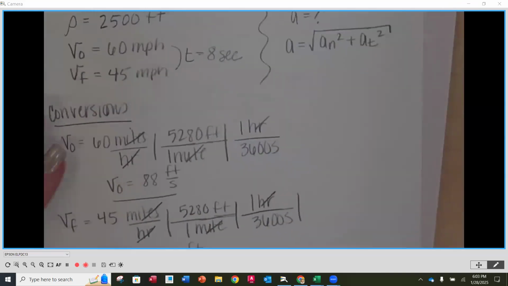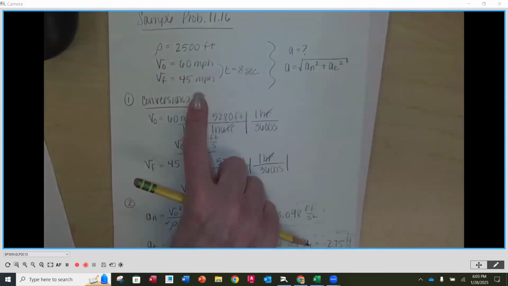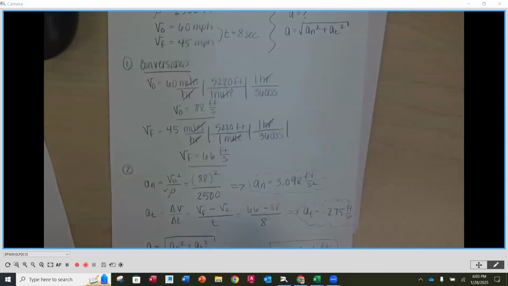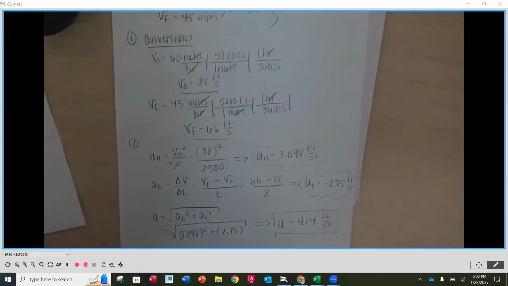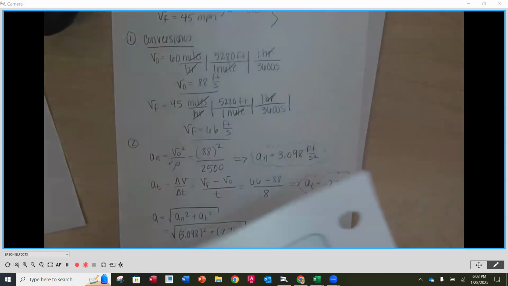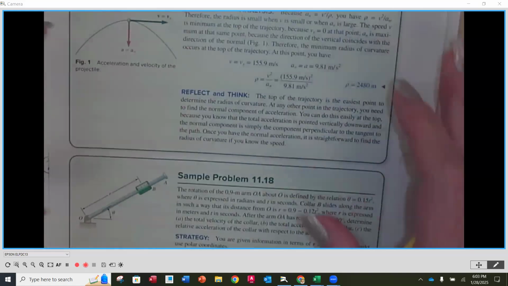All right, so again, we started out, we had our variables, what we were going to find, and then we did our conversions as needed in this case, and then worked through the normal and tangential and used the Pythagorean theorem form to get the total acceleration here, okay? All right, so then let's look at the second problem that we have in this section.